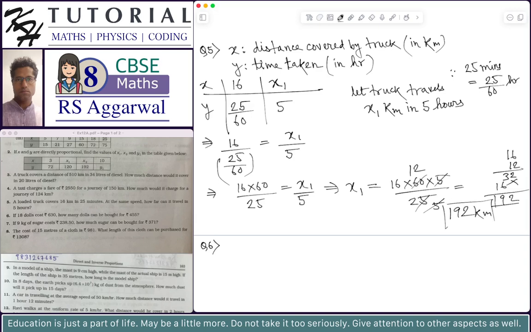We have to find x1, that is what the question is asking. The question is asking how far it can travel in 5 hours, and we assumed that in 5 hours the truck will travel x1 kilometers. So x1 is 192 kilometers. So the truck will travel 192 kilometers in 5 hours.